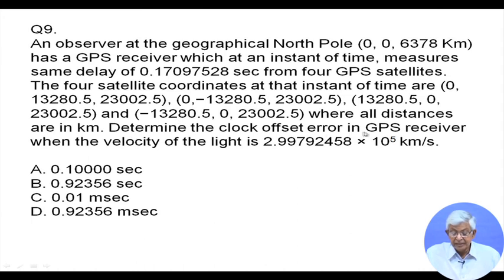Determine the clock offset error in the GPS receiver when the velocity of light is given, which is not exactly 3 into 10 to the power 5 kilometers per second, it is 2.99792458. So, the GPS receiver will have some clock offset, and the time delay measured is given, velocity of light is given. So, a pseudo range can be calculated, and it says that the range for all the satellites whose coordinates are known are the same. So, with this information and the user coordinate information, we have to find out what the clock offset is. Let us see how we proceed.